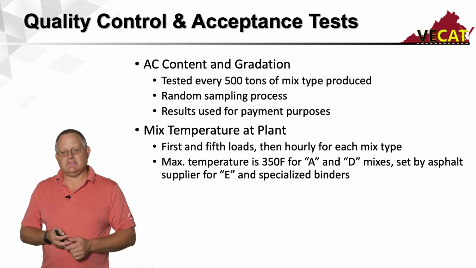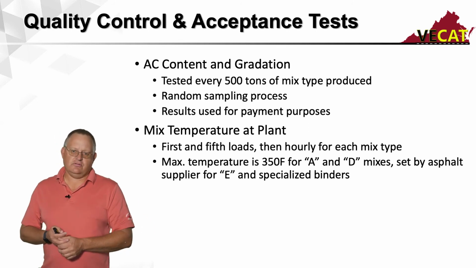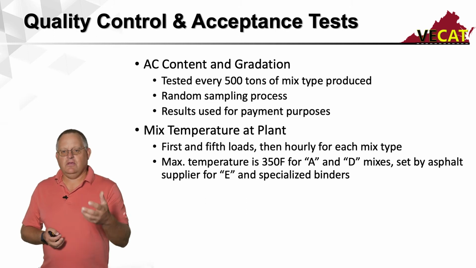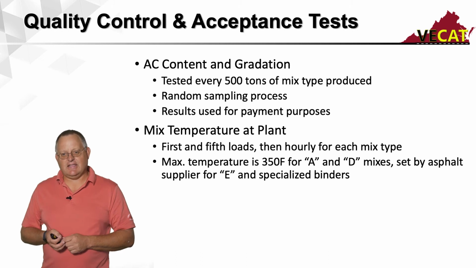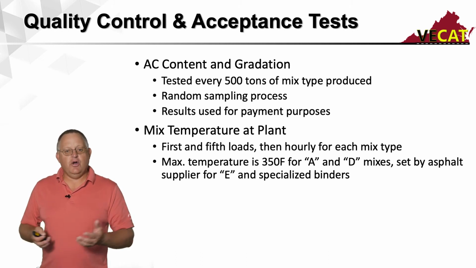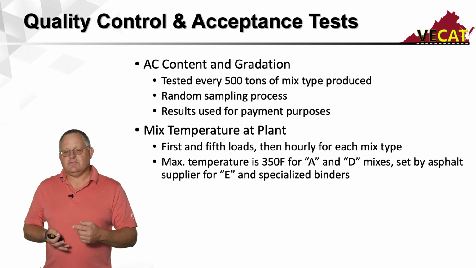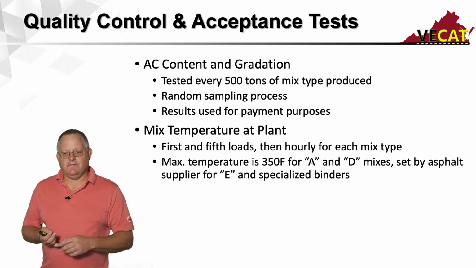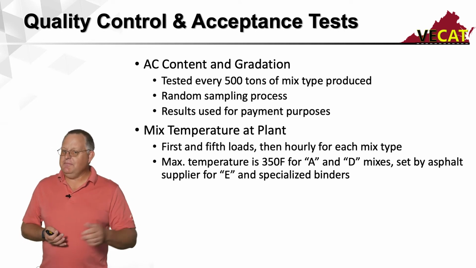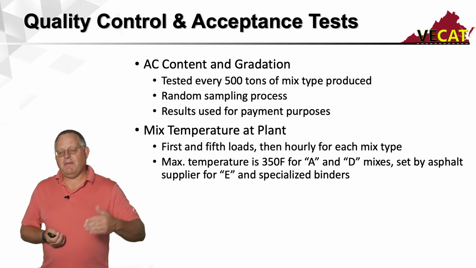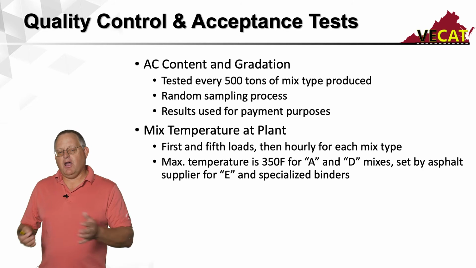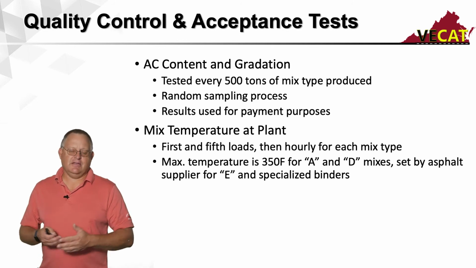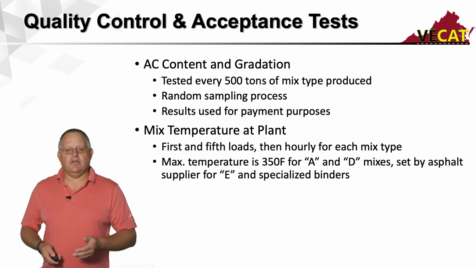Yes, we have readouts in the plant. We can go to the drag chute and check it there, but for acceptance purposes, we're testing it at the back of the truck, and you need to know how hot's too hot. So your A and your D mixes were at 350 degrees. Your E mixes really depend on what the manufacturer tells you, because they may have modifiers in there in the polymers that have different temperatures which you don't want to heat them up beyond. So you need to know what those requirements are.